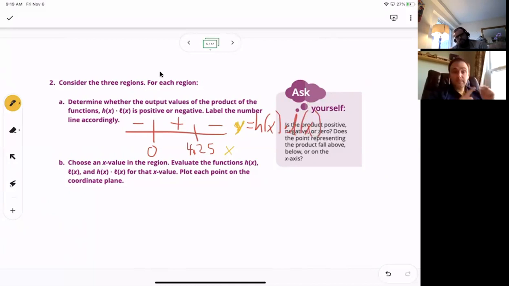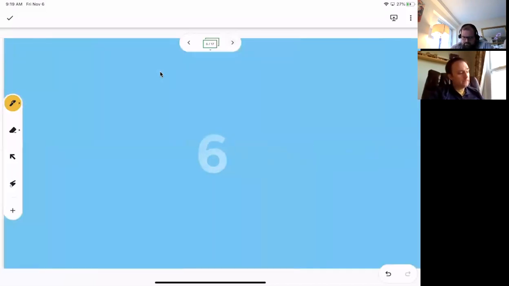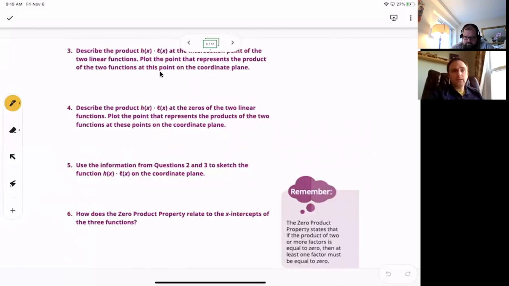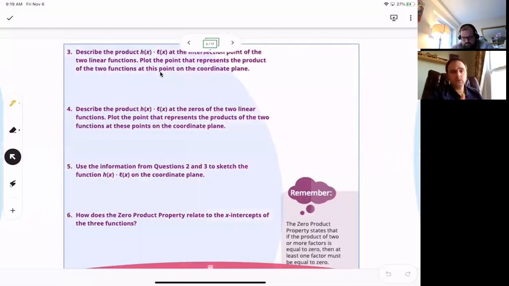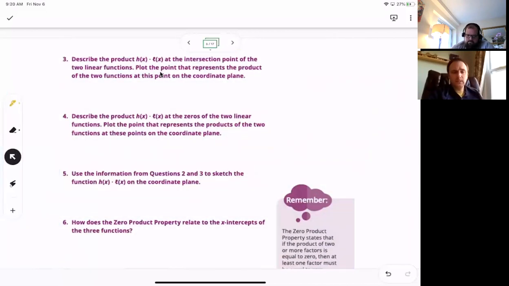And then we looked at specific numbers. That's what they asked us to do. And then if we go to our next slide, they're going to ask us to describe the product when things intersect. So that's, again, just a specific point. And then talk about the zeros. If either H is 0 or L is 0, then the product has to be 0. So that's why when we had our graph, we had a 0 at 0 and a 0 at 4.25.